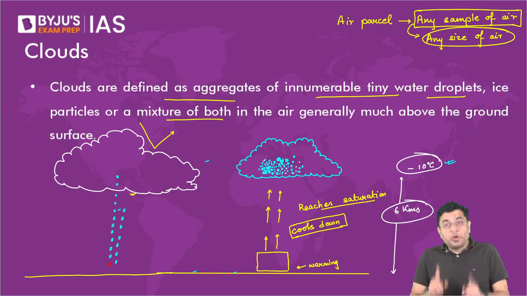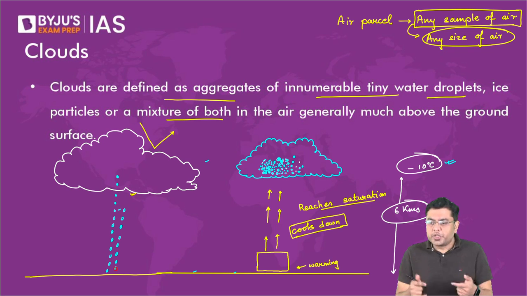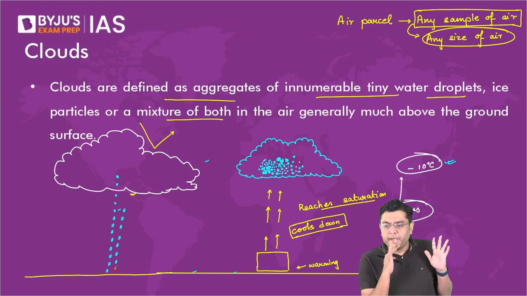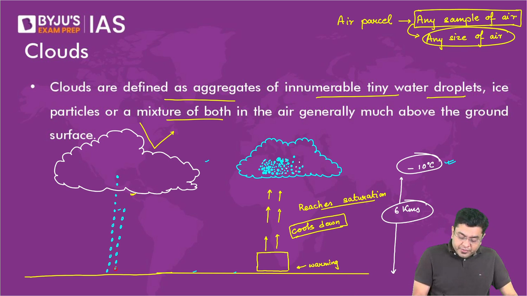Now, I'll tell you about snowfall separately as well. But is this portion understood? Why is it that rainfall happens? Is that process understood? Very good.